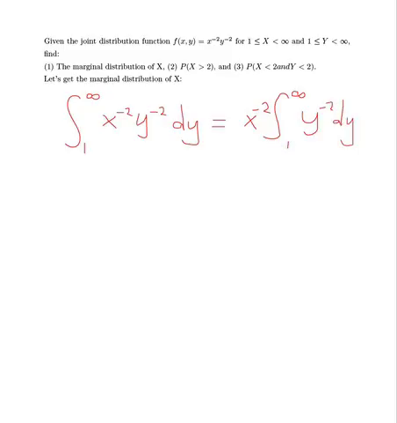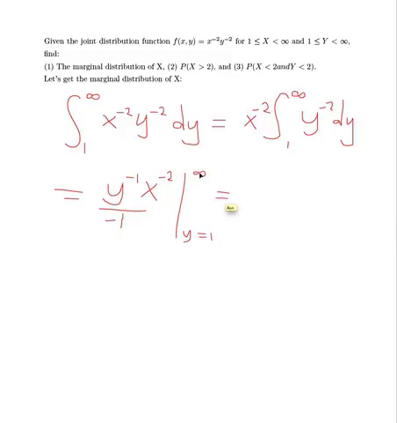Now, integral of y to the minus 2, I add 1 to the exponent, and I end up with y to the minus 1 over minus 1. It's always over. This is a polynomial. And it's still going to have the x to the minus 2. The x to the minus 2 didn't change because I integrated over y. And then I'm going to do that from y equals 1 to infinity.